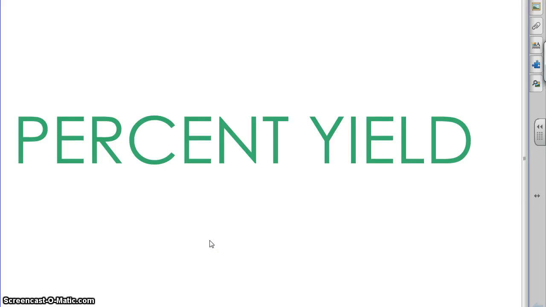Today we shall see what percent yield is and how to calculate it. It's a pretty simple concept if you understand what percents are and understand stoichiometry. Percent yield.